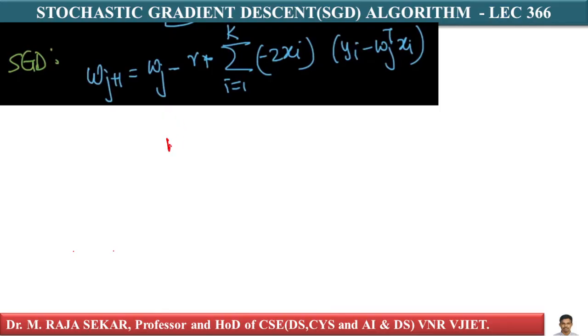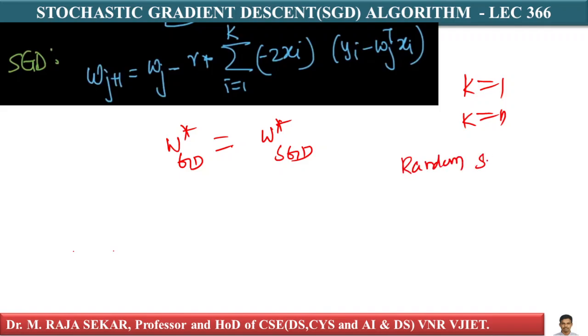Yes, W star with GD, gradient descent, is the same as W star with SGD. Remember, k can also be 1, or k can also be n. Pick a random set of k points. That is important. Pick a random set of k points and apply this update.